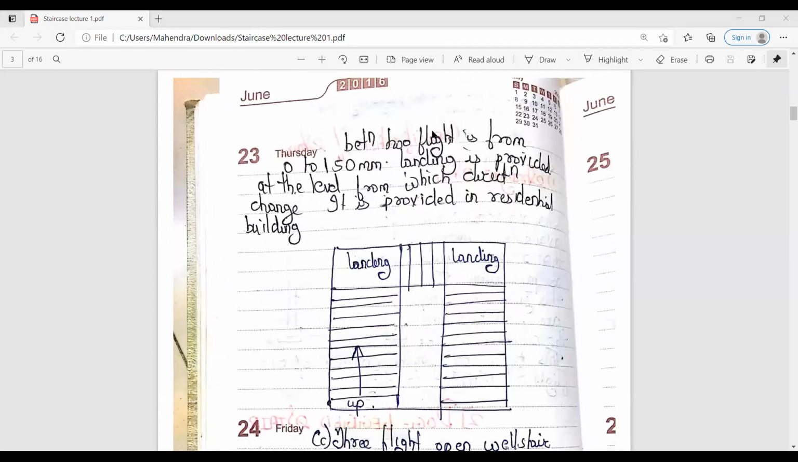Mostly the Dogleg Staircase is being provided in the residential buildings only. It is not being provided in the public buildings. Because comparatively, it will take more space as compared to the other types of the staircase. So it is provided mostly in the residential buildings only.